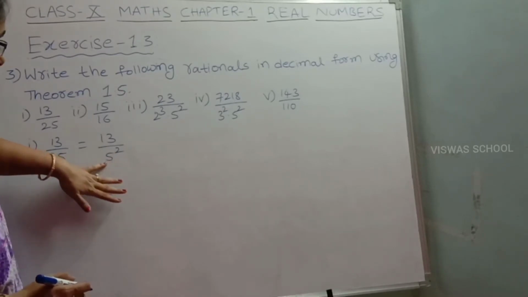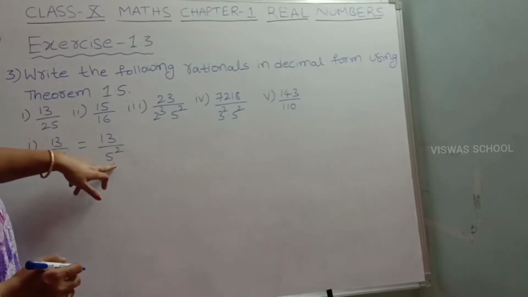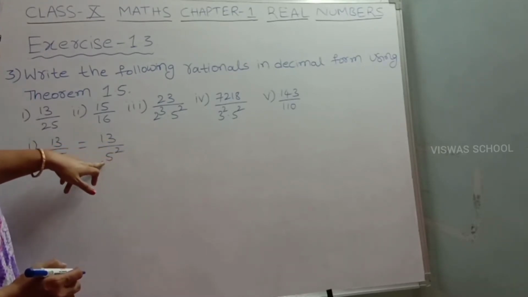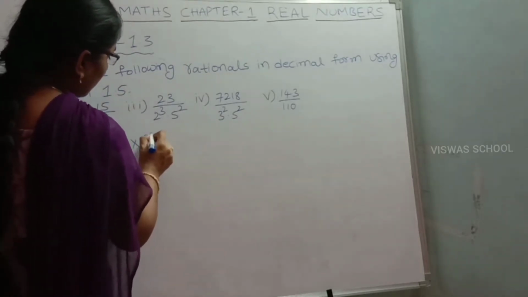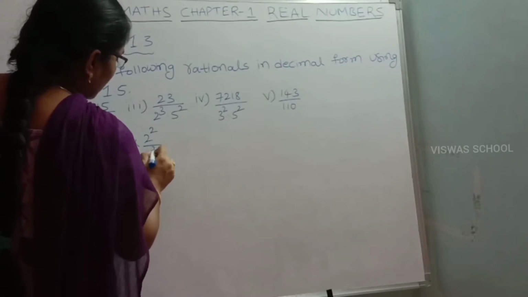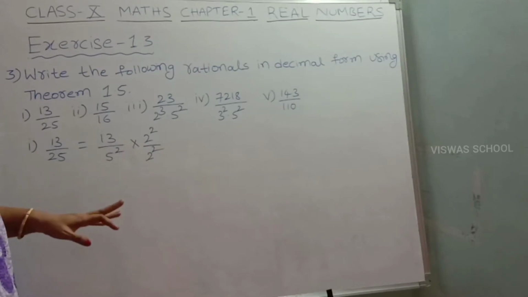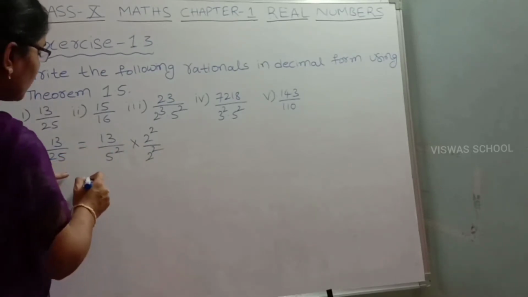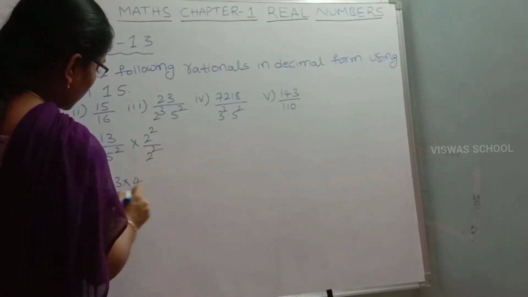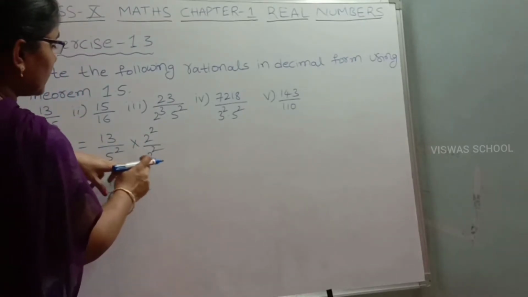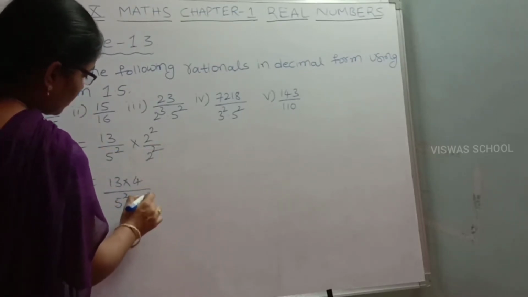For converting the denominator into powers of 10, here we have to multiply and divide with 2 square. That is 13 by 5 square into 2 square by 2 square. This is in the form of 2 power n into 5 power m. It is equal to 13 into 2 square, which means 4, and the denominator part is 5 square into 2 square.